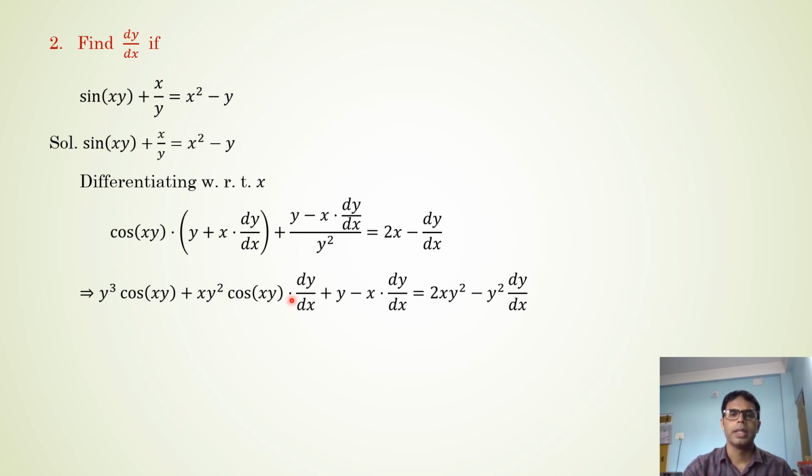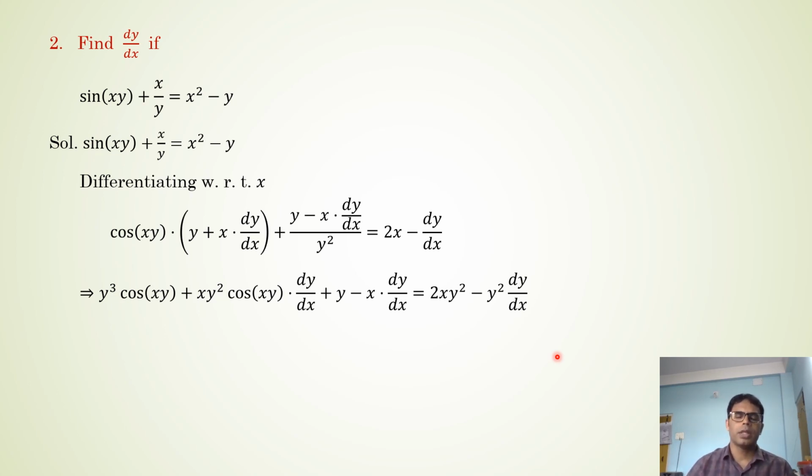You got my point? Then plus, here y² is cancelled because I am multiplying by y² in all the terms, so y² is gone, so it is y minus x into dy/dx remaining here. On the right hand side is equal to 2x, which was already there, multiplying by y² in all terms, therefore it is 2xy², and minus is already here, and it is y² into dy/dx only.